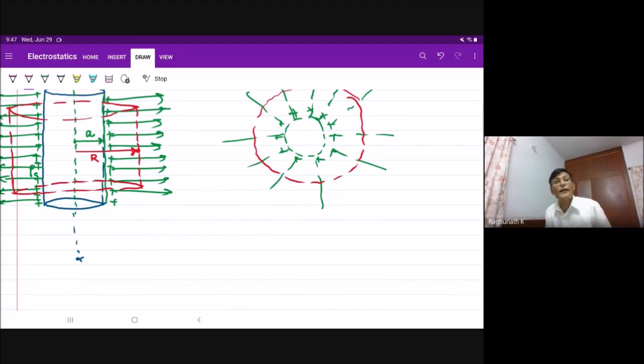What is the flux density? Flux density D bar is equal to 0 for r less than A, where r is the distance from the axis in the cylindrical coordinate system. For r greater than or equal to A, please tell me what is the amount of flux passing through the cylinder of length L? At least think about it and keep the answer with you.